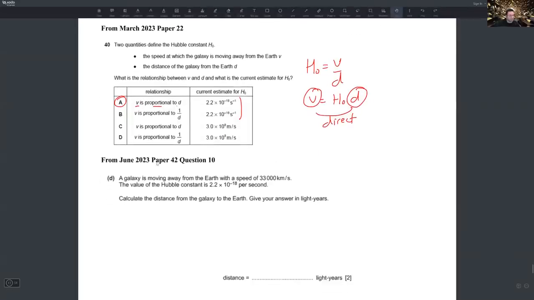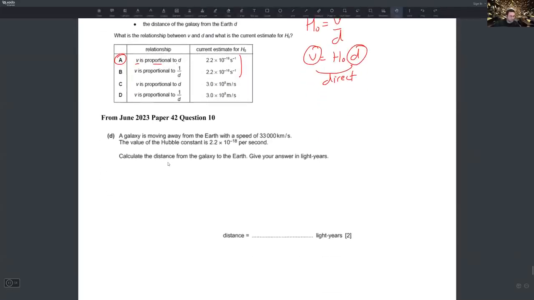Paper A4 for June 23. A galaxy is moving away from Earth at the speed of 33 kilometers per second. This gives us V. The value of the Hubble constant is 2.2 times 10 power negative 18. This time he gave you the Hubble constant. What is the distance from the galaxy?